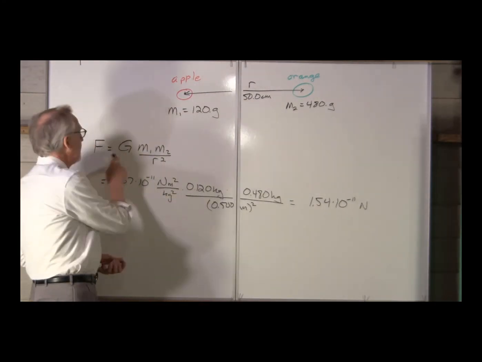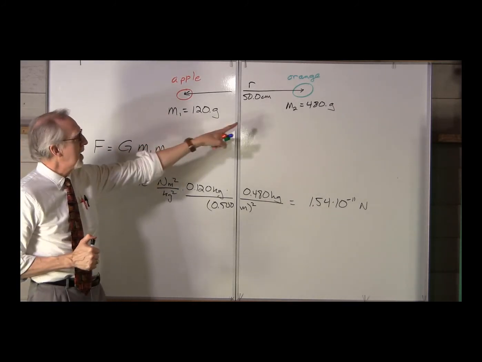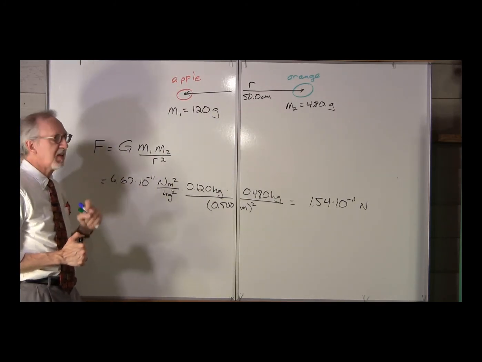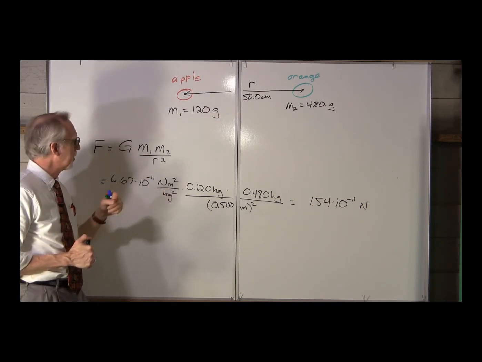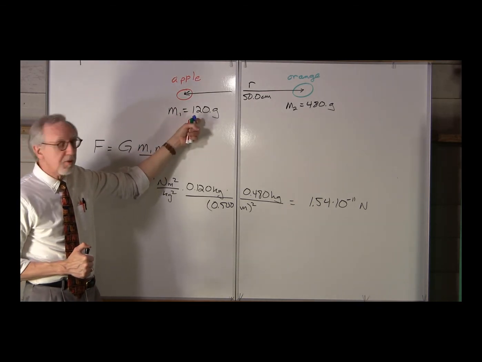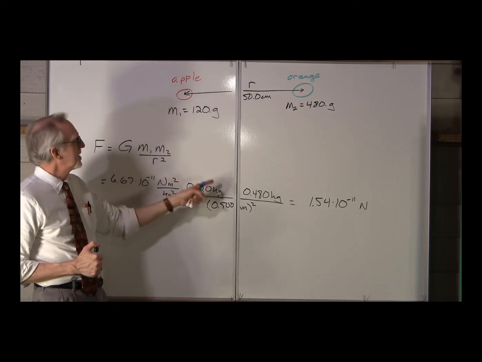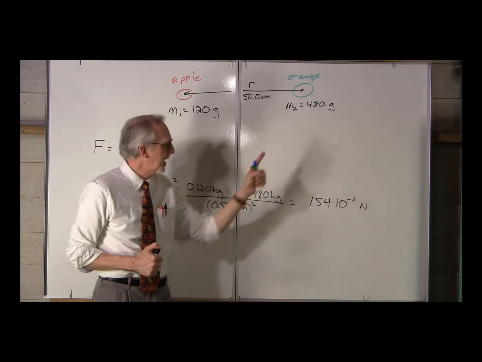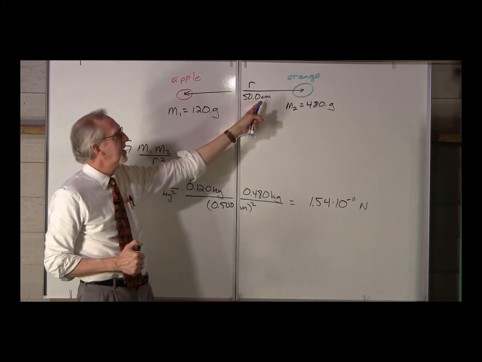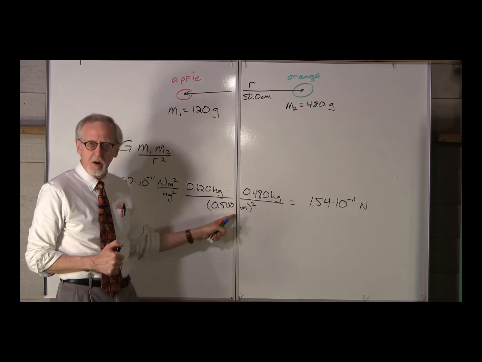Let's figure out what's the strength of that force. Well, we have that F is equal to G m1 m2 over r squared. Let's say m1 is 120 grams, m2 480 grams, r 50 centimeters. So we have 6.67 times 10 to the minus 11th Newton meters squared per kilogram squared. That's big G, times m1. Well, let's put this in terms of kilograms. 120 grams would be 0.120 kilograms times m2, 480 grams, that is 0.480 kilograms, divided by r, 50 centimeters, let's write that in terms of meters, so that would be 0.500 meters squared, r squared.